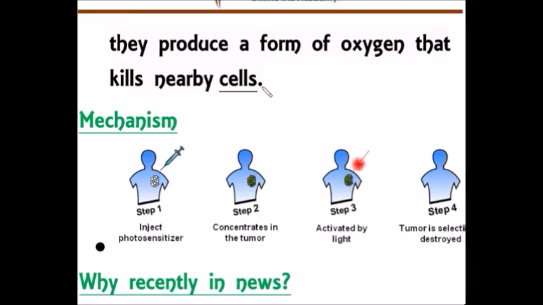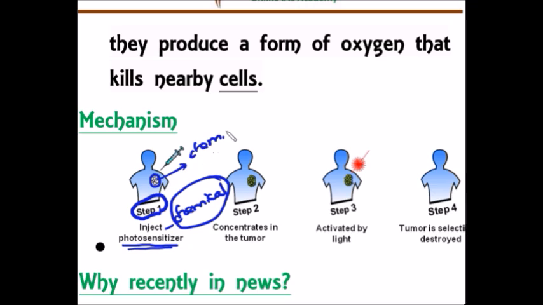First, understand what is done in photodynamic therapy. In the first step, scientists will inject a photosensitizer, or simply you can say a chemical or nanomaterial, into our body, and the cancer cells absorb this chemical. Only cancer cells absorb this chemical. Normal body cells do not absorb this chemical. And in step 2, you can say the chemical is concentrated in the tumor.